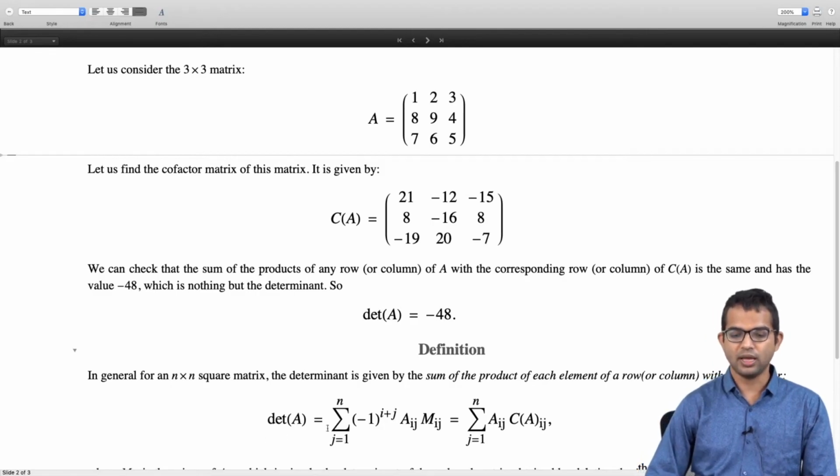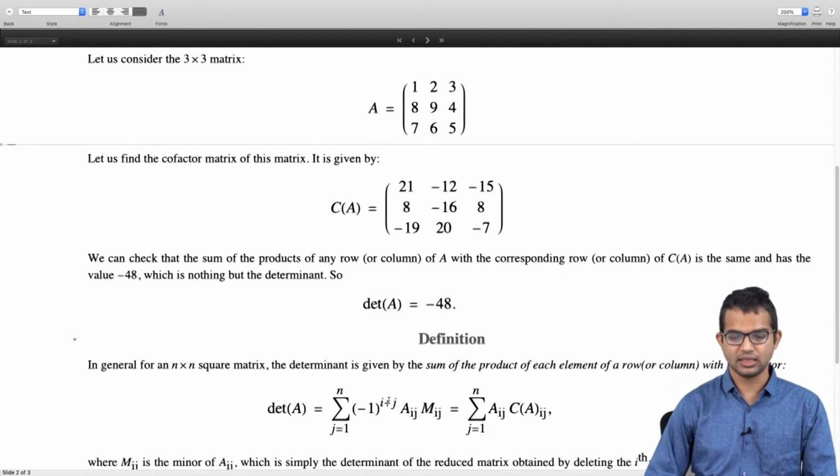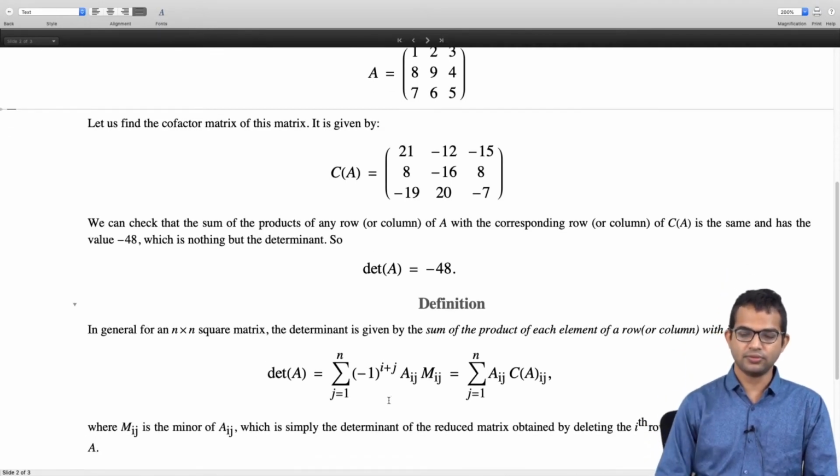So you have the determinant of A is a summation over j of minus 1 to the i plus j. This is where the minor becomes a cofactor when you tag this factor along with it. So Mij is the minor, Aij times Mij, which is written in terms of this cofactor of Aij, right? So this is exactly what we have demonstrated earlier already.